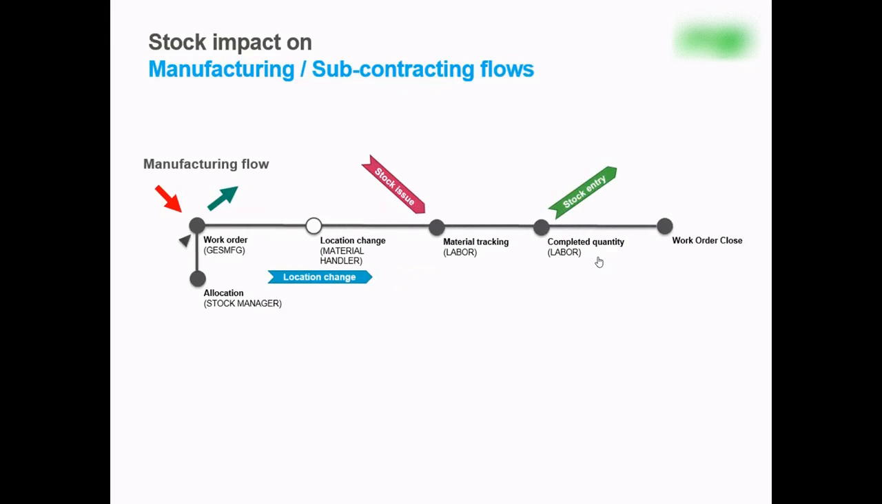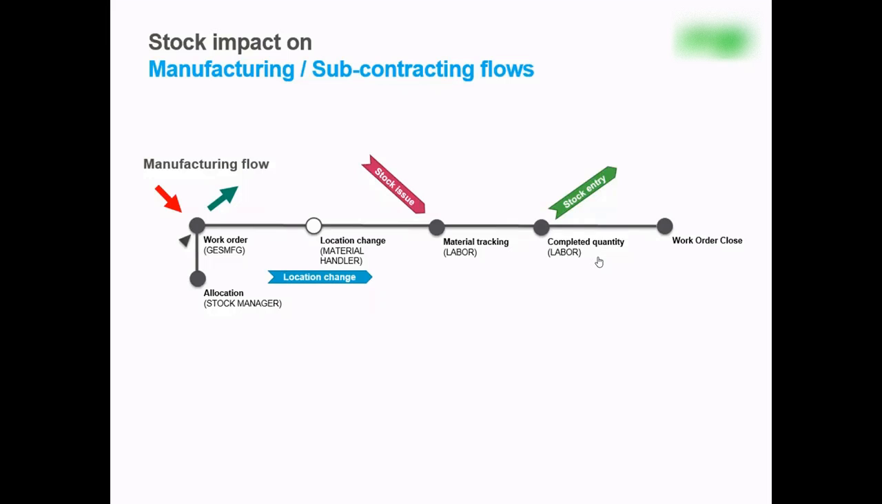Now, for manufacturing and subcontracting, the material tracking is the issue of the component consumed in the manufacturing process, thus decreasing the stock level. On the contrary, the completed quantity tracking is the stock receipt of the manufactured good, thus increasing the stock level. Now, in this flow, usually work order tracking is done by the labor, but location change of the component from the storage location to the job floor location is done by the material handler.